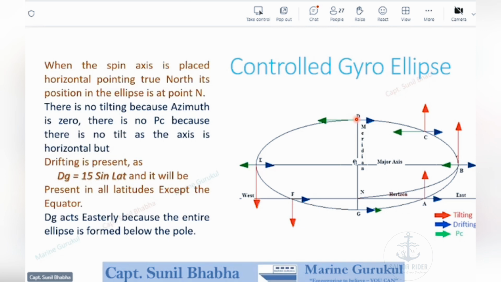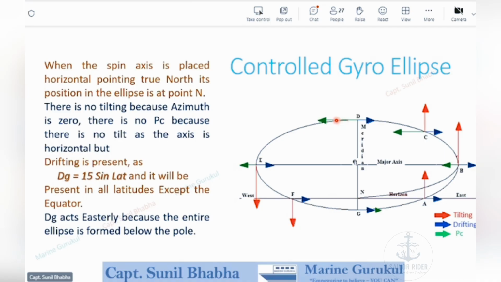Drifting vector is the same as it was at any point on the ellipse, easterly with a certain magnitude. But the control precession vector is the most powerful, the strongest at this point. Why is it the strongest? Because the tilt is maximum at this particular point and control precession is proportional to tilt. Now with the control precession acting in the westerly direction much stronger than easterly drifting, the spin axis now crosses over to the western side.